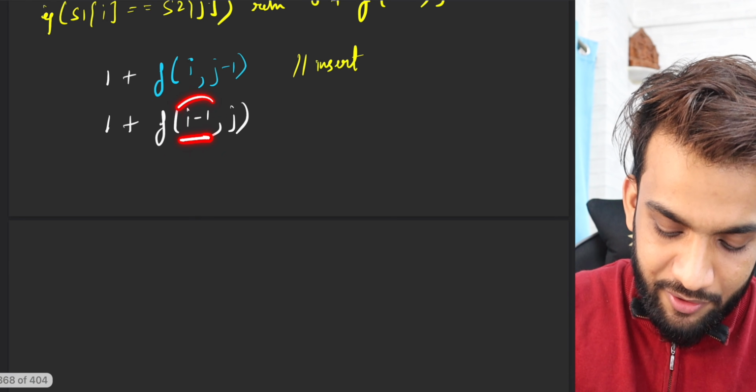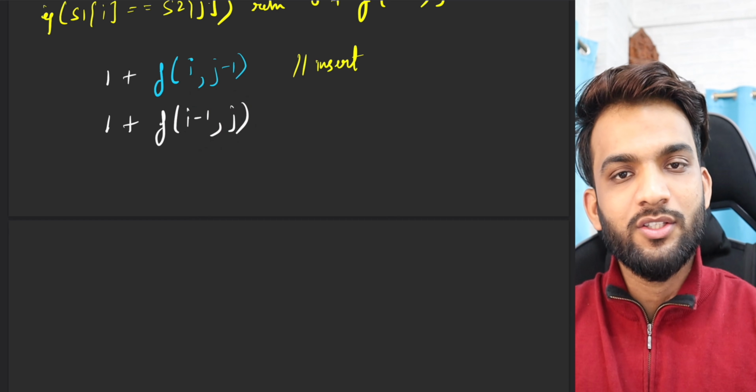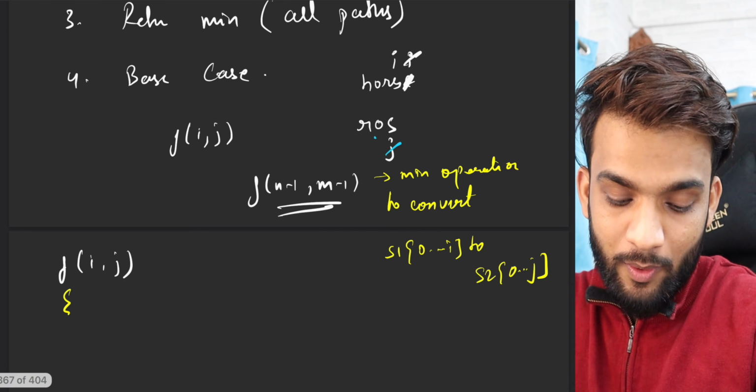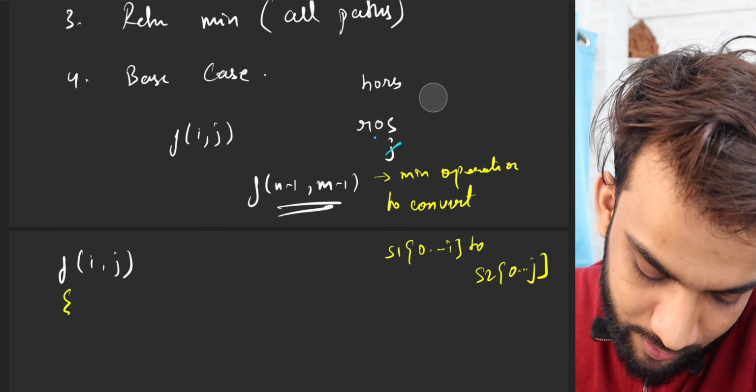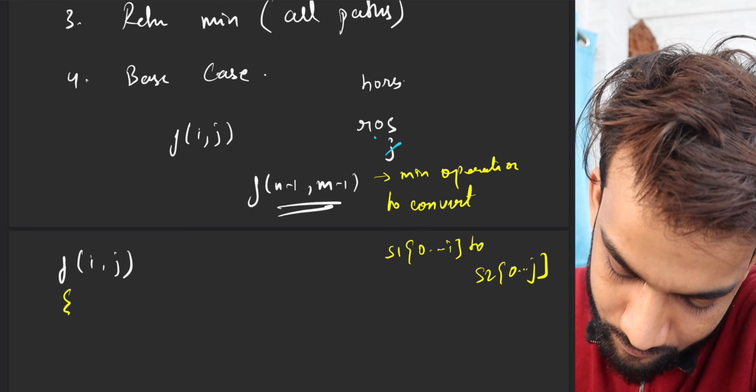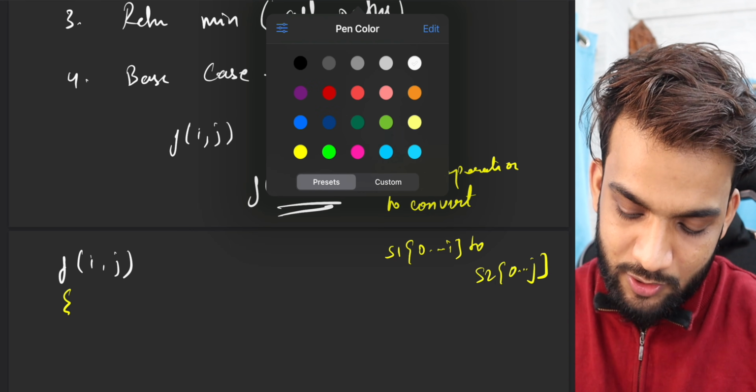Thereby, only I reduces, the J stays where it is. Perfect. What about the other one? So again, we will just go back and try to write it again. Yeah, perfect. Where was I? I was here, right?